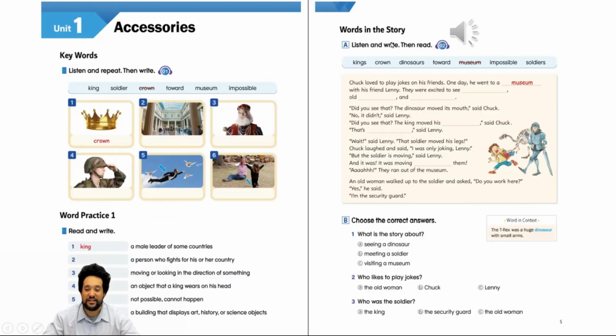Okay, let's begin. Words in the story. Listen and write. Then read.